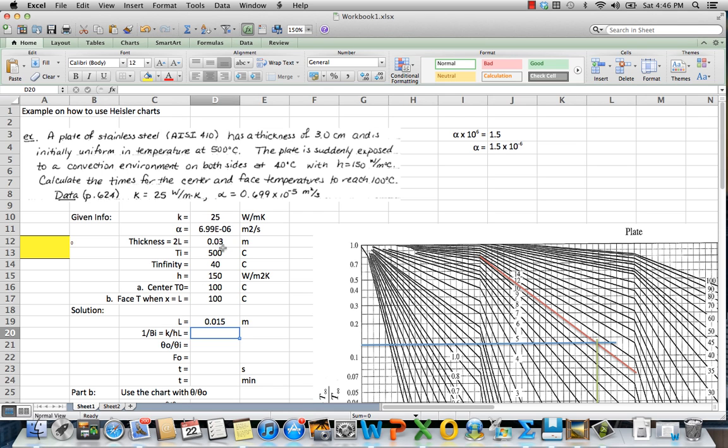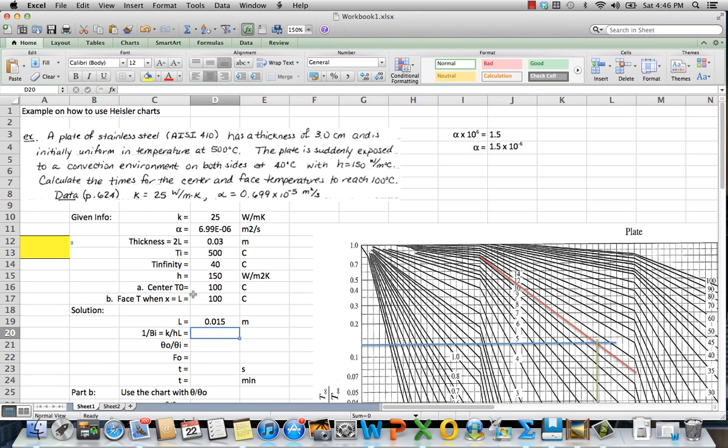They talk about the initial temperature. The initial temperature is T sub I, I stands for initial. T infinity is the convection environment, and that's at 40 degrees C, and H is 150. And then they ask us to solve two separate problems. The first one is fairly easy, the second one not so. They want to know when the center temperature is at 100 degrees C, and when the face temperature is 100 degrees C.